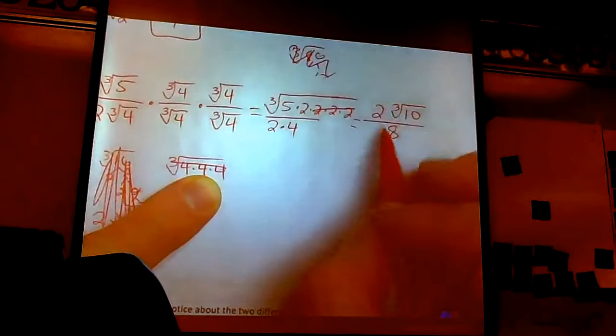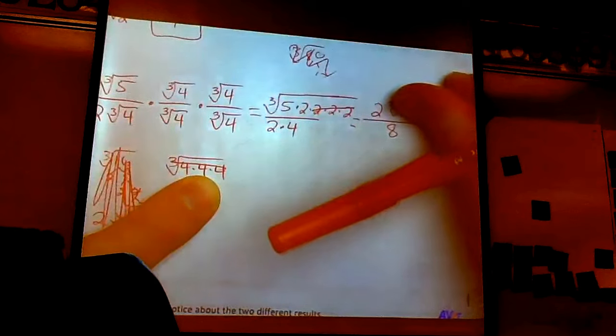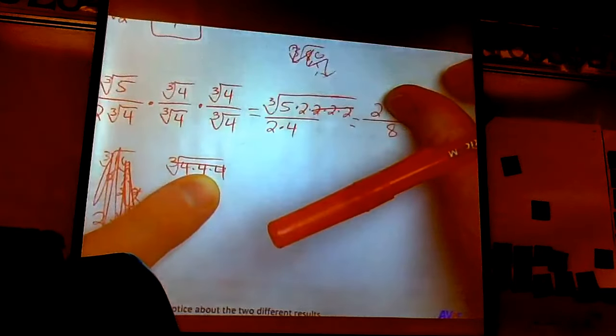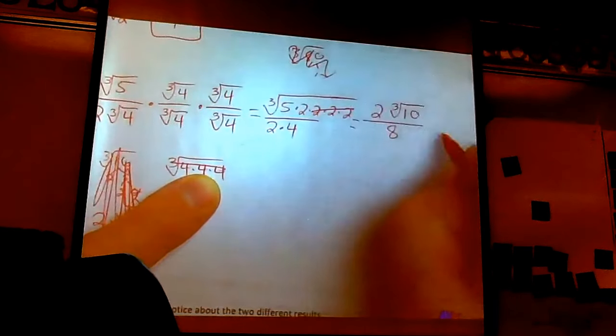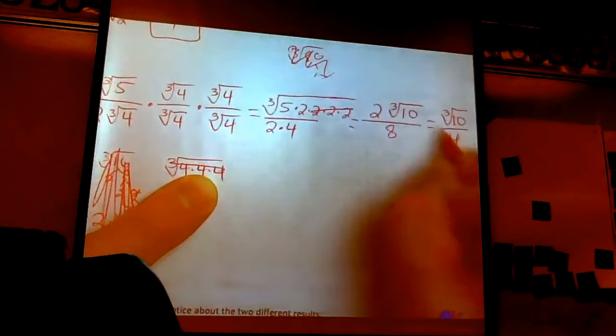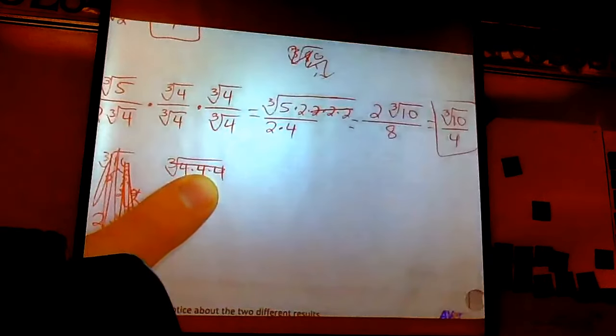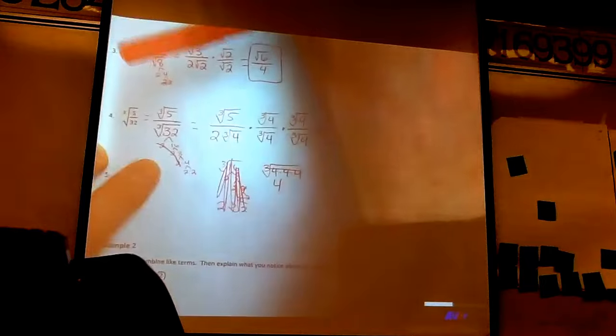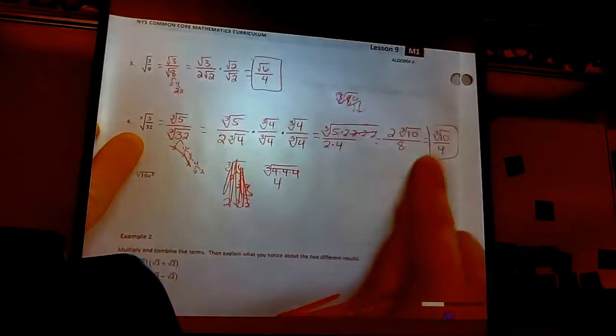Last thing, if you ignore the radical, you see a fraction there. Always reduce that as much as possible, or simplify it as much as possible. 2 over 8 is 1/4. So your final answer on this would be the third root of 10 over 4. You can put the 1 out there if you want, but you don't have to. That doesn't change the value of the answer. If you type that into a calculator, it's the exact same.